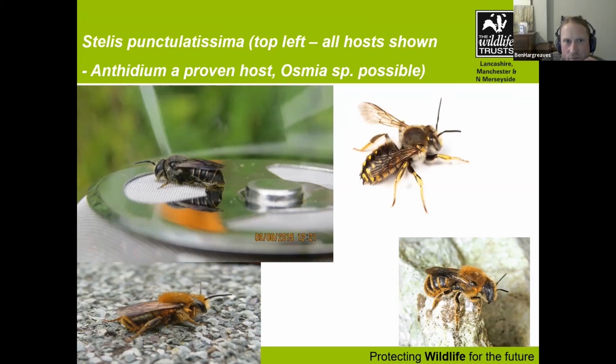The definite host of this bee is the woolcarder bee, Anthidium manicatum, that we've mentioned before, top right. But it's just a possibility that Osmia or mason bees, these bees shown on the bottom, are also involved, but they're not proven as hosts. They haven't been reared from the nests of the hosts, so we can't be certain on that. Next slide, please.